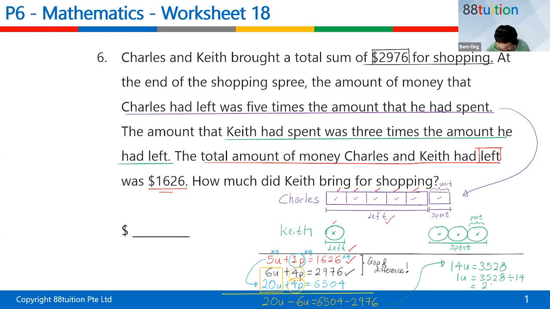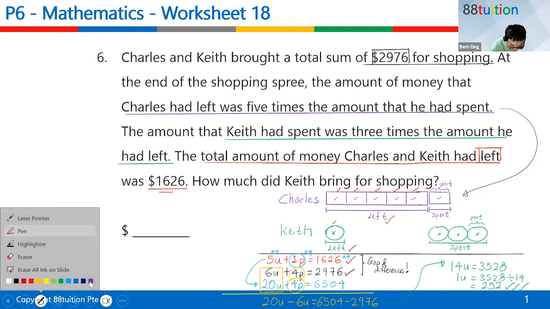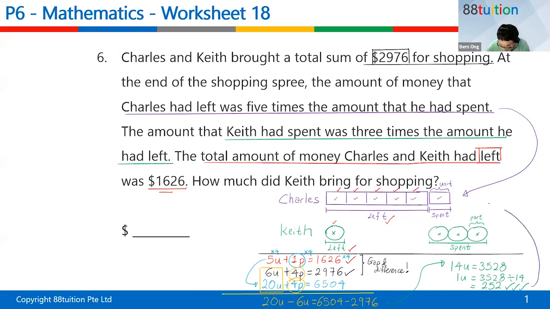Such a beautiful number. When you get such a beautiful number, you know that you are correct already. Once you can find 1 unit, you are king and queens. You are correct already. But 1 unit represents what? The unit actually represents all these. This one is called unit. Please remember that.